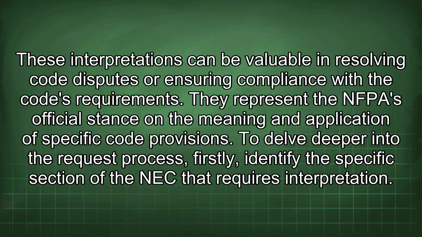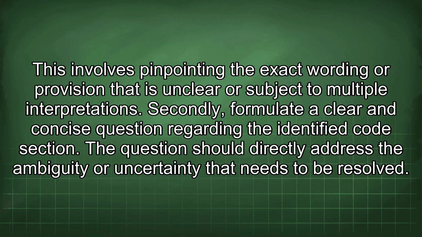To delve deeper into the request process, firstly, identify the specific section of the NEC that requires interpretation. This involves pinpointing the exact wording or provision that is unclear or subject to multiple interpretations. Secondly, formulate a clear and concise question regarding the identified code section. The question should directly address the ambiguity or uncertainty that needs to be resolved.